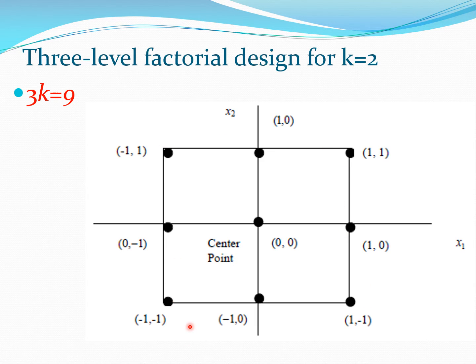Essentially now if you look at each variable, let's say x1, you have 3 levels. You have a high level, you have a medium level, you have a low level. Similarly, in the x2 direction, you have a low level, you have the medium level, and then you have the high level. So this is how we essentially partition this design space, and we create this particular design here.